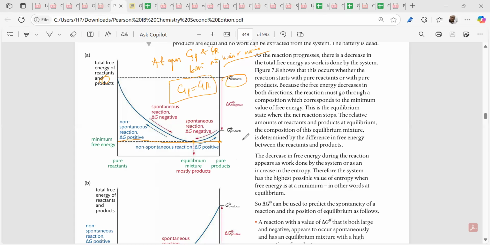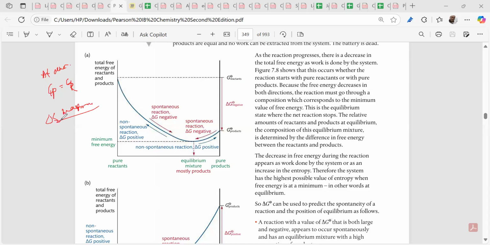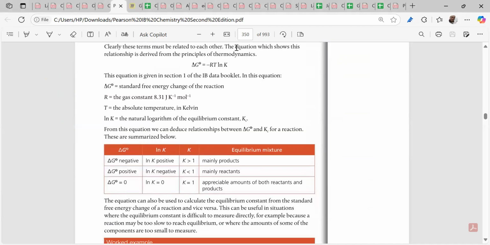Third, the entropy will be maximum. You write down this. Again, I'm telling you, at equilibrium, GP will be equal to GR, and they both will be at their minimum value, not zero. And the entropy will be maximum at equilibrium, the maximum degree of disorderness. Fine. Now coming to the next part, delta G is equal to minus RT ln Kc, we can write for this reaction.